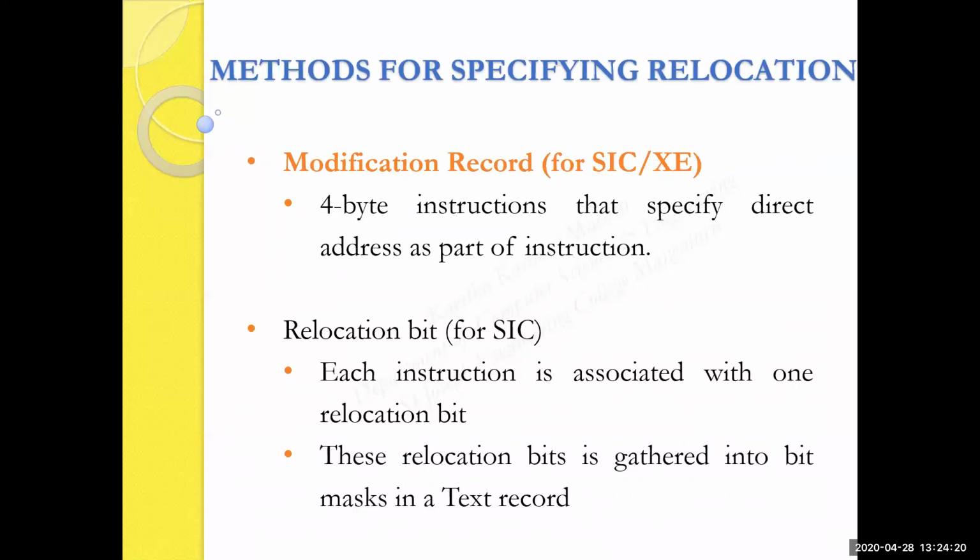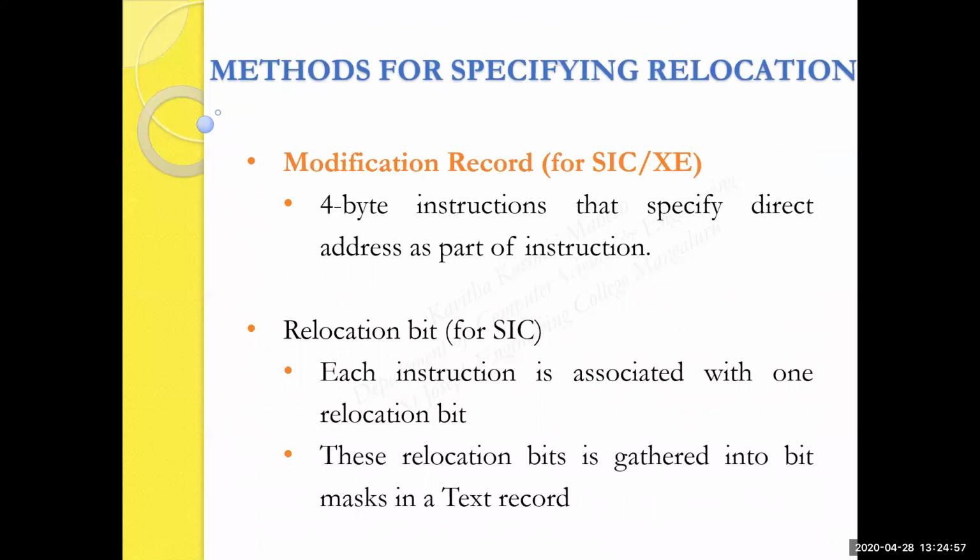We have already seen one approach, what is known as the modification record technique, and we have seen how to generate the object program for SIC-XE instructions by identifying those portions of the program that require modification, employing modification records. So we have already seen that in SIC-XE, the only instructions that require modification are the 4-byte instructions.